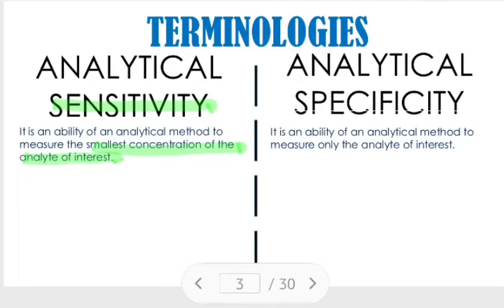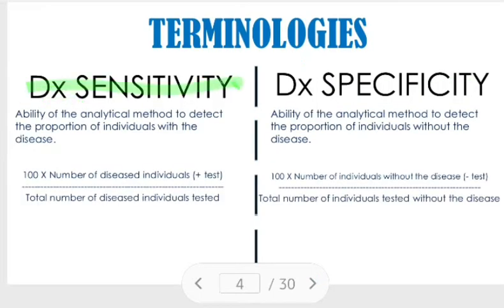So in short, analytical sensitivity represents the smallest amount of substance in a sample that can accurately be measured by an assay. Next, we have analytical specificity. It is the ability of an analytical method to measure only the analyte of interest. So it refers to the ability of an analytical assay to measure a particular substance rather than others in a sample.